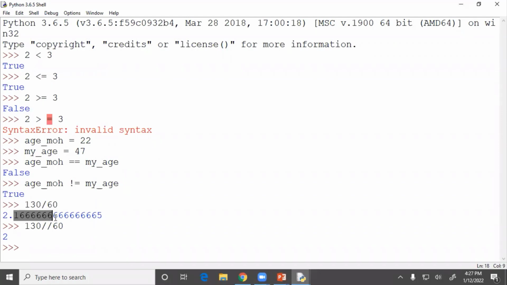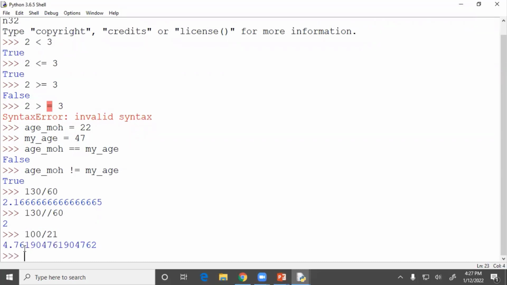Let's take an example. For example, 100 divided by, let's say, 21. What is the answer going to be? 4.76. Can you see it? 4 point what? Okay, the same number, but now I'm going to ask what the answer is going to be. Is it going to be 5?